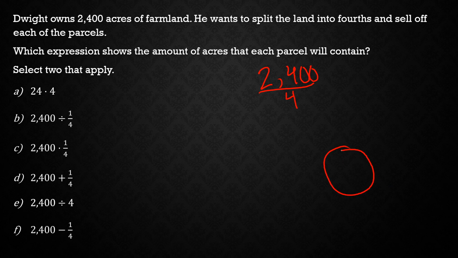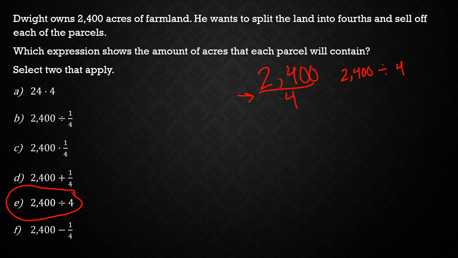It's kind of like when you have this whole pizza and you have 4 friends, you're like, okay, well, let's cut it into 4 sections like this. I'm dividing it into 4 pieces. However, none of these answer choices look exactly like that, but I know that this line here represents division. So I'm looking at either B or E right now. If I were to rewrite this from top to bottom, I would have 2,400 divided by 4, which is this one right here.